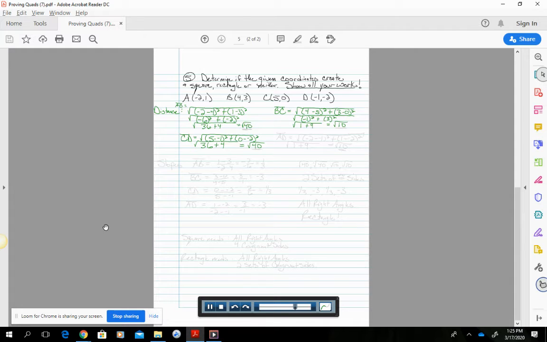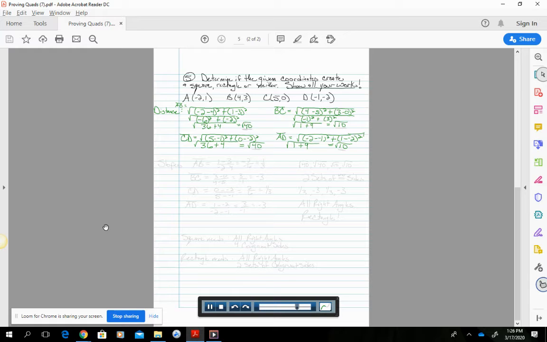Okay, my last side I have to do is from A to D. So when I figure out from A to D, I'm going to do square root x minus x. So -2 minus a -1 squared plus y minus y, 1 minus a -2 squared again. So I work it out. 2 negatives make a positive. -2 plus 1 is -1. -1 squared is a positive 1. Plus, 2 negatives make a positive. 1 plus 2 is 3. 3 squared is 9, which gives me the square root of 10.